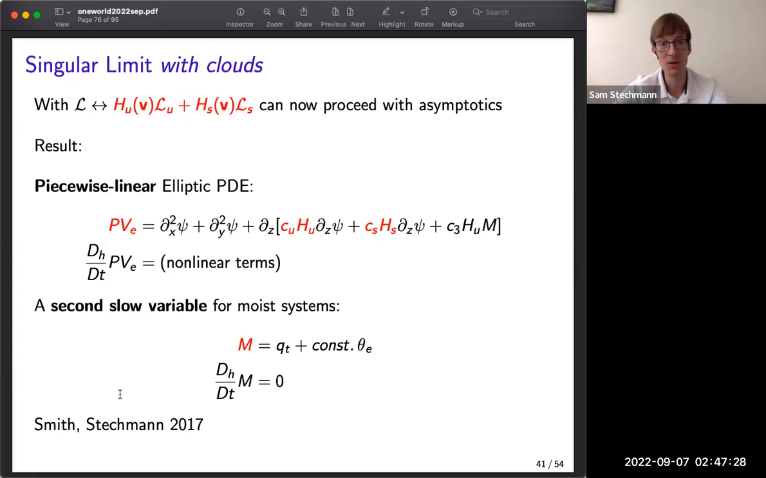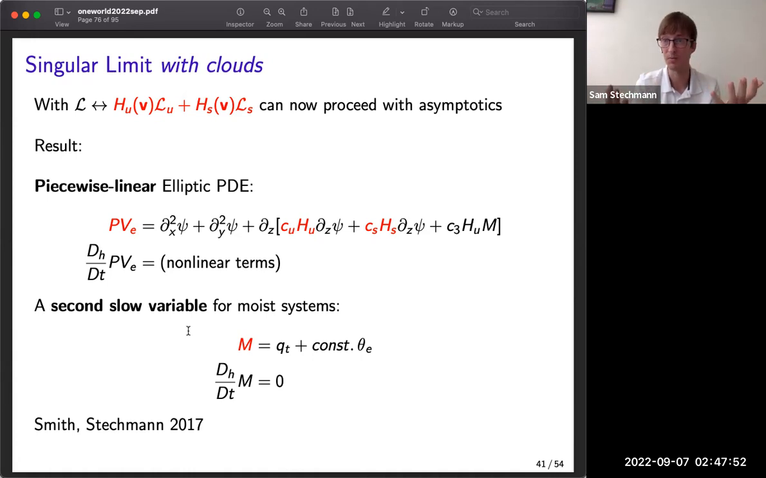Comparing it to the dry case, these are probably the two main pieces: there's now a piecewise linear elliptic PDE, and you need another variable. I'm trying to think, is this going to come up later in the talk? I'll say it now. The reason you need another slow variable is because when you add moisture, you've added new equations, you've added more state variables.